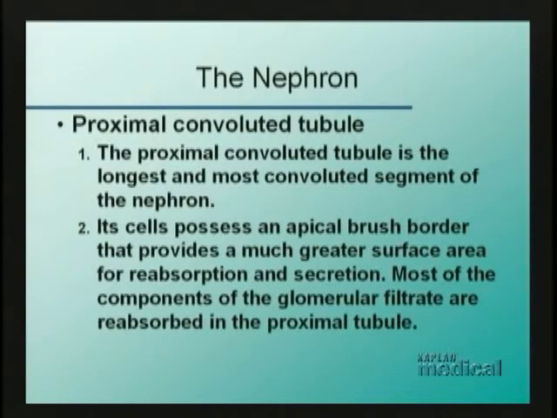Now let's summarize functionally what the different components of the nephron distal to Bowman's capsule are involved in, beginning with the proximal convoluted tubule. As indicated here, it's certainly the longest, most convoluted segment of the nephron, and basically it's where much of the glomerular filtrate is resorbed back into the proximal tubule. And basically, this has a dramatic surface area characterized by a tremendous brush border, specialized for resorption and secretion, respectively.